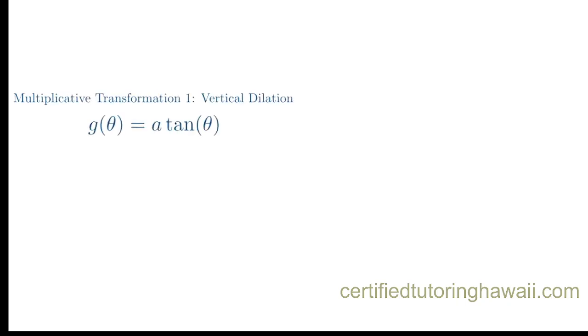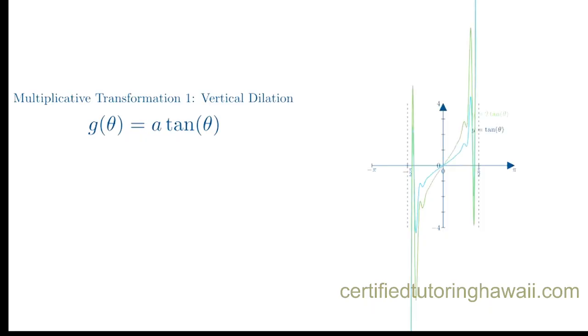Let's move on to multiplicative transformations, which change the size or orientation of the graph. We'll now look at multiplicative transformations involving the tangent function. First is a vertical dilation. This is represented by g of theta equals a times tangent of theta. This transformation stretches or compresses the graph vertically by a factor of a. A value of a greater than 1 makes the curve steeper. A value between 0 and 1 makes it flatter, and if a is negative, the entire graph is reflected across the x-axis. For example, compare tangent of theta to 2 times tangent of theta. The latter curve rises more quickly, making it appear steeper.